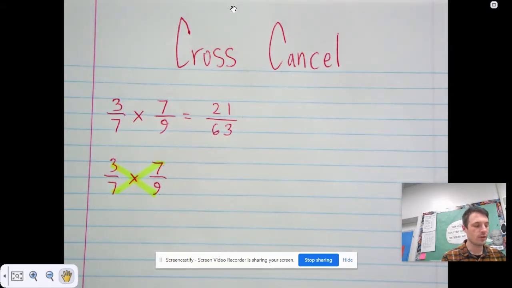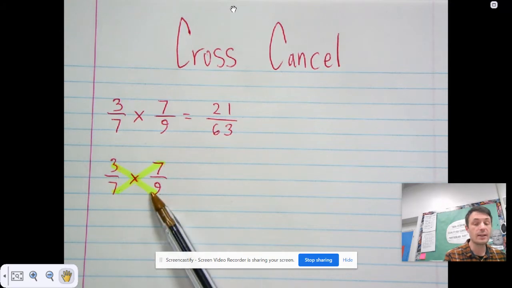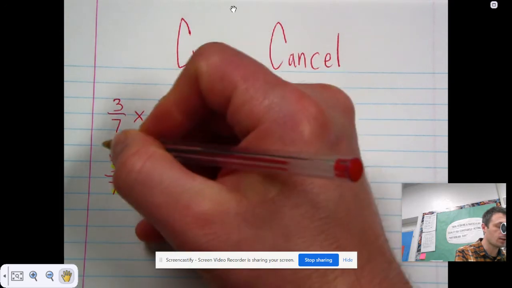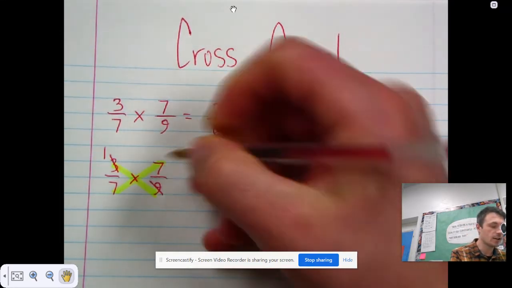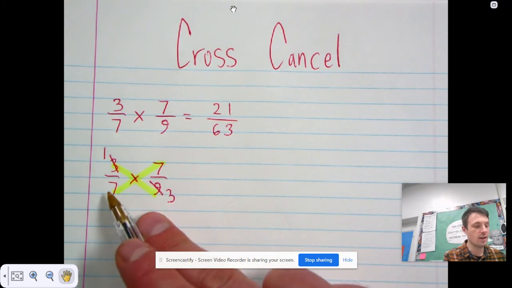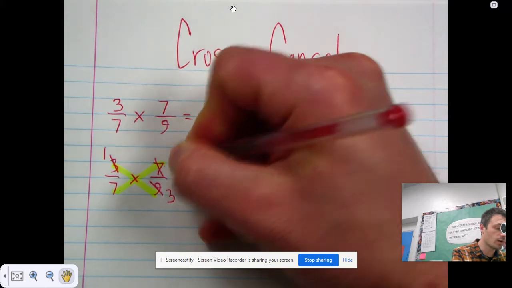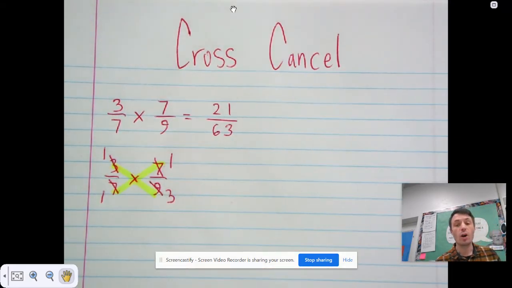So the greatest number that can fit into both 3 and 9 is 3. Now I divide both 3 and 9 by that number, by the GCF. So I cross out 3 and I put a 1 because 3 can fit into itself one time. And I cross off 9 and I put a 3 because 3 can fit into 9 3 times. And then I can do the same thing here. The GCF for 7 and 7 is 7. 7 can fit into itself once. 7 can fit into itself once. Now I've already simplified before I found my answer.